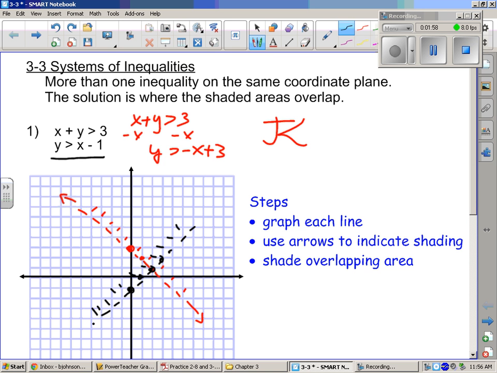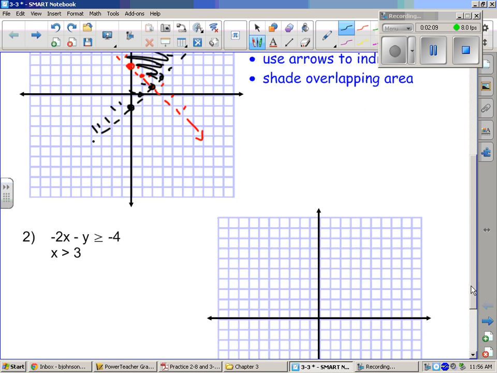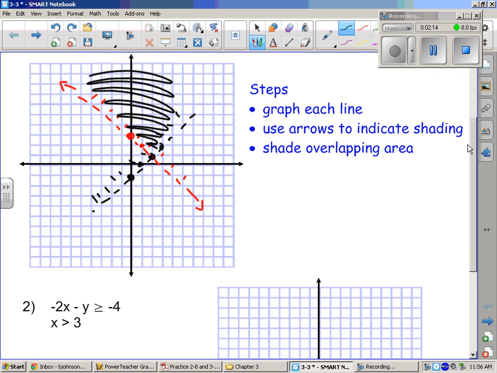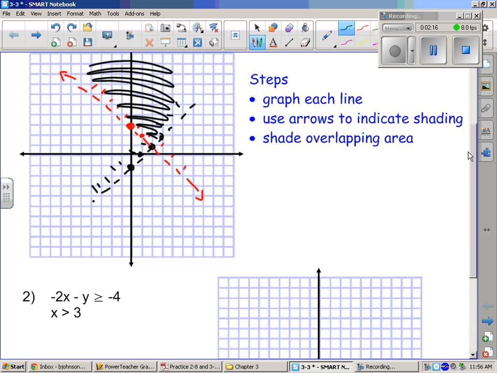Now, can you see where the black and the red are both overlapping? That's where we want to color it in nice and dark. Get a little anger in there if you want. That's the easier way to do it than trying to get scribbles everywhere. Then you just have one little spot.